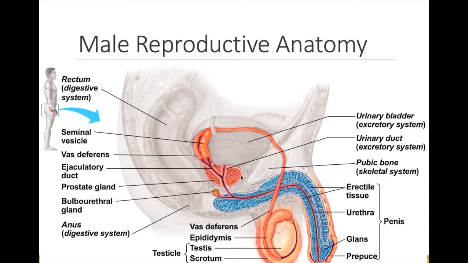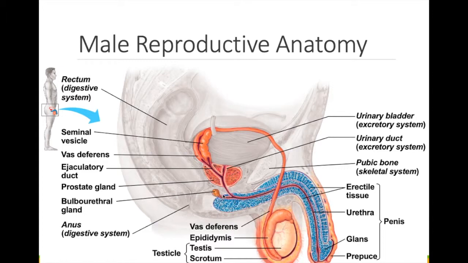The prostate is what secretes the milky secretion, which gives ejaculate its white milky color. And this again supports the sperm. It creates a nutritious environment for the cells. The sperm then continues to travel through what's now called the urethra.